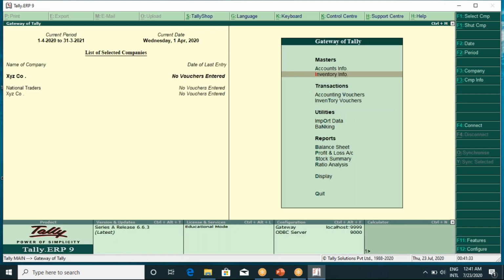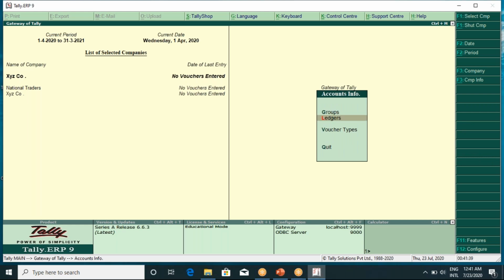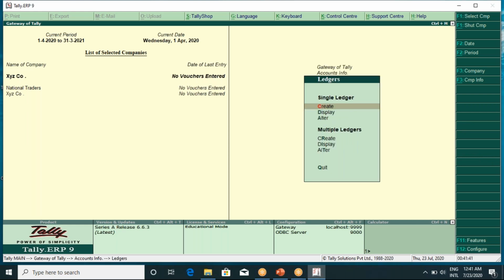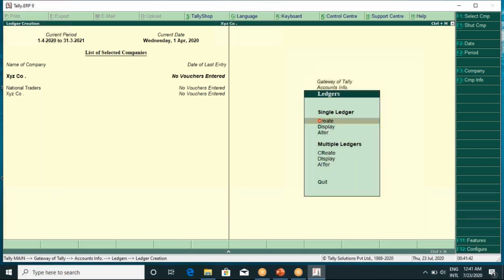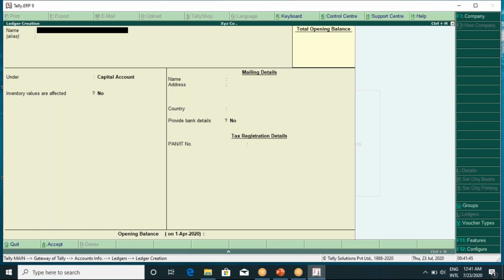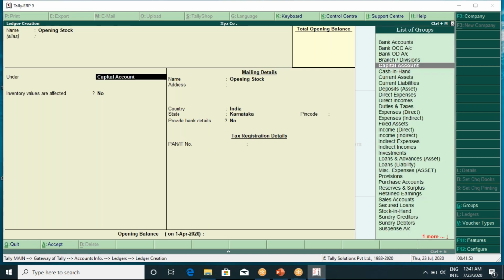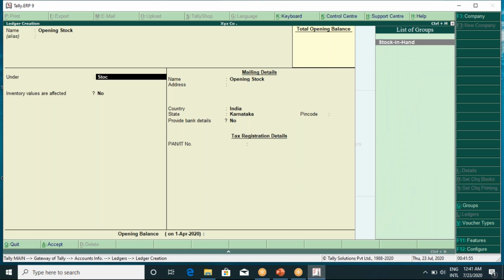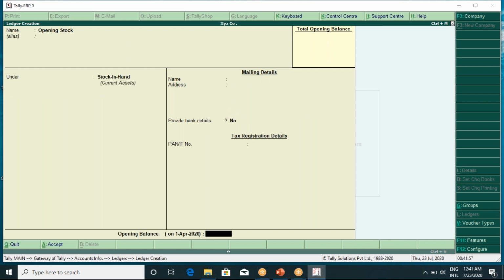Okay, next using escape, in Gateway of Tally, masters, accounting info, creation of a ledger. There, create one by one. Opening stock is comes under which head? Opening stock is comes under the stock and okay.